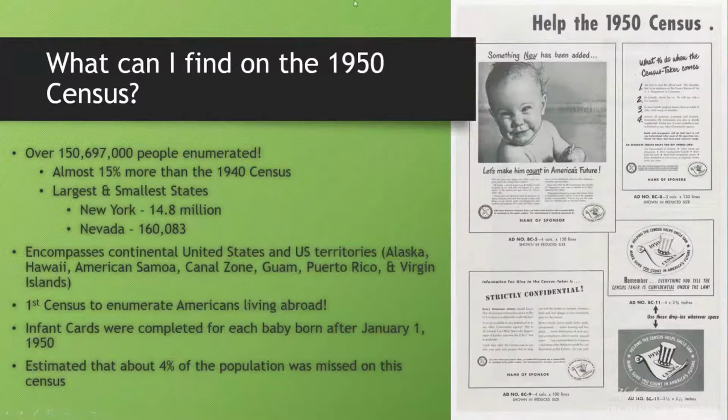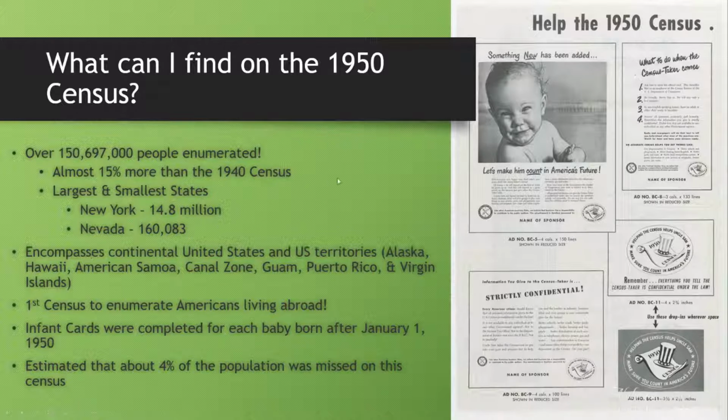So what can I find on the 1950 census? There were over 150 million people enumerated. That's almost 15% more than the 1940 census. And the largest state enumerated was New York with 14.8 million. And the smallest state was 160,000, which was Nevada.